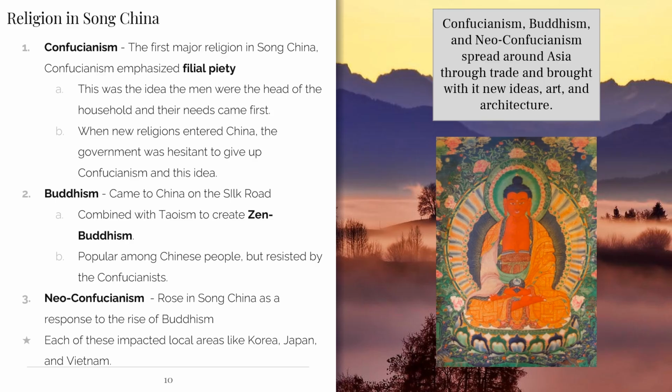And because of that, anything that we see that is Chinese in essence at this time culturally that has now made its way to Japan, it was voluntary. They were never forced to begin a merit-based system or to practice Confucianism. It was 100% voluntary. Confucianism, Buddhism, and Neo-Confucianism spread around Asia. This is mainly through trade, and because of that, we will see the introduction of new ideas, art, and architecture. And so you have an image right here of the Buddha.